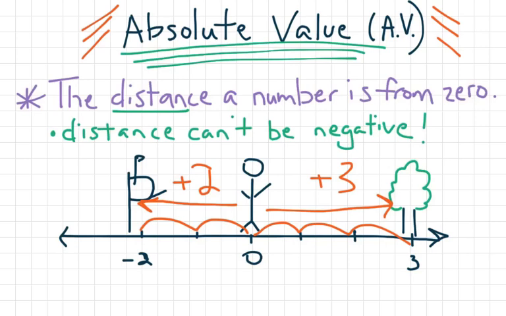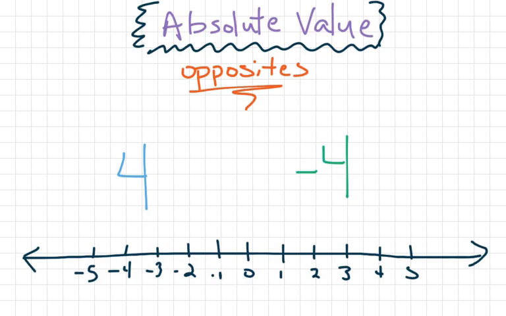So main takeaway, when you're finding absolute values of numbers, you're always going to get a positive answer. Along with absolute value comes opposites. Numbers are opposites for a reason, and it's related to the absolute value of those numbers. So say we have two opposite numbers, 4 and -4.